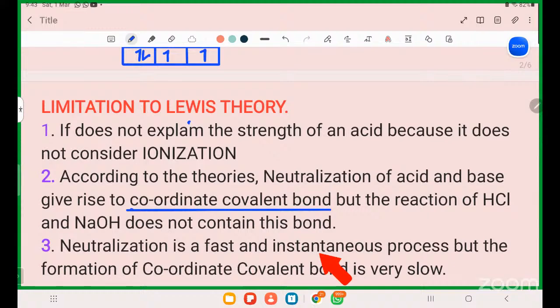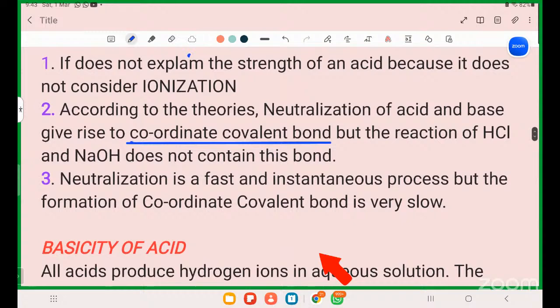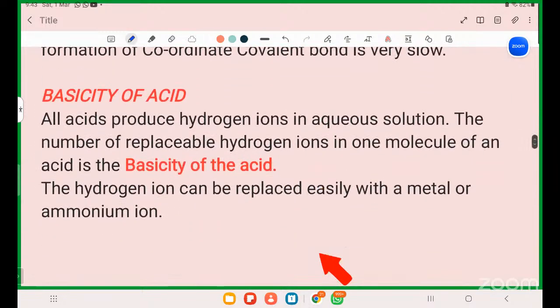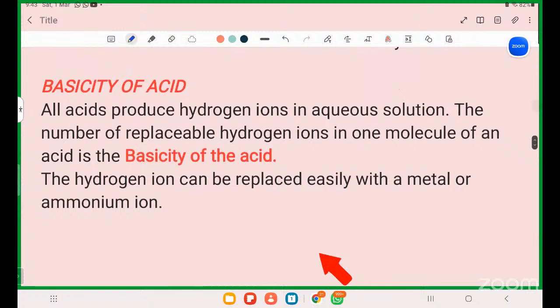But the coordinate covalent bond is very slow. So that is that. Those are all the definitions of acid and base. Sorry, let me move a bit faster. Now, we proceed to basicity. Basicity of an acid, okay?